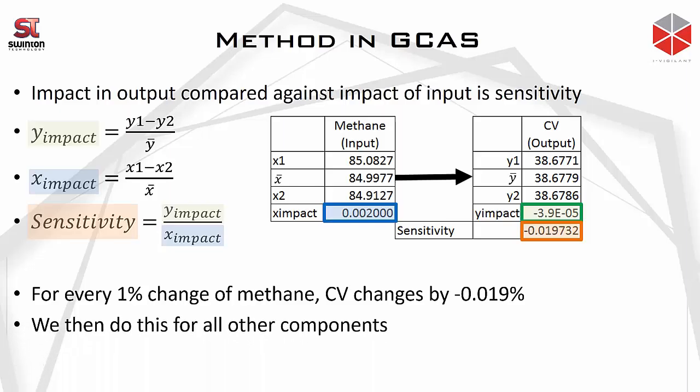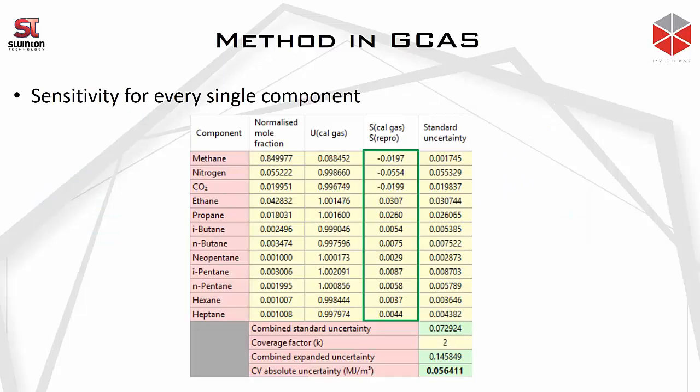We did this for methane, and then we have to do it for all other components. What we then see is the sensitivity for every single component. In this table, you can see the sensitivity of every component in this column. Methane sensitivity is 0.019, nitrogen is 0.05. Each individual component has a different sensitivity towards the CV measurement.